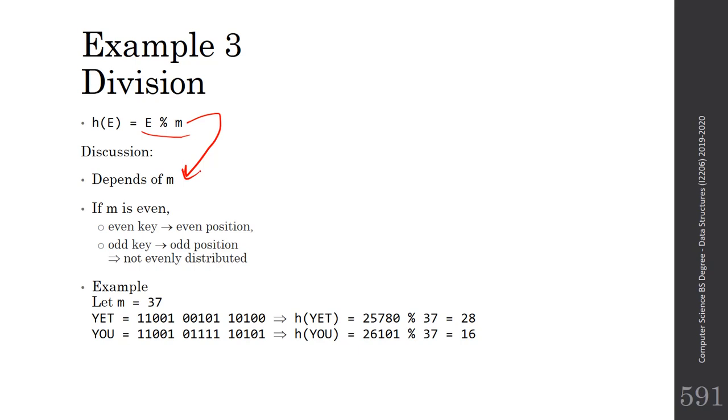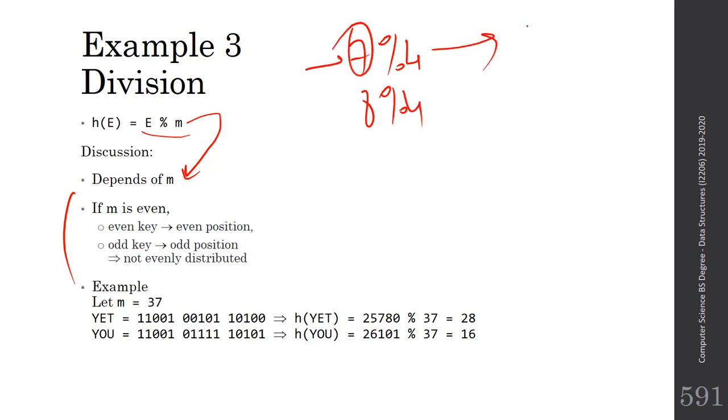And we have that also. There's a problem in this hashing function. Whenever m is even, for example, if I'm doing 7 modulo 4, and if I have 8 modulo 4, if the key is odd, the result would be odd, and if the element is even, so here we have 3 and here we have 0, so the keys would be equal to 0.